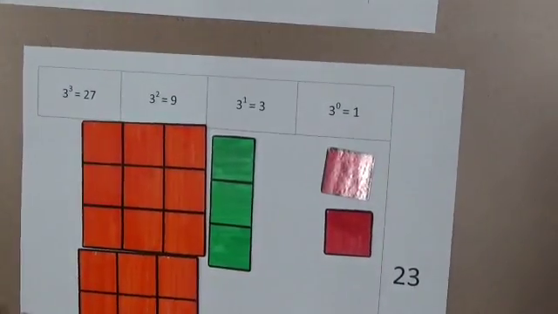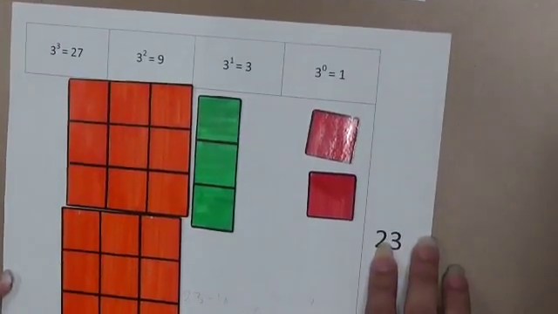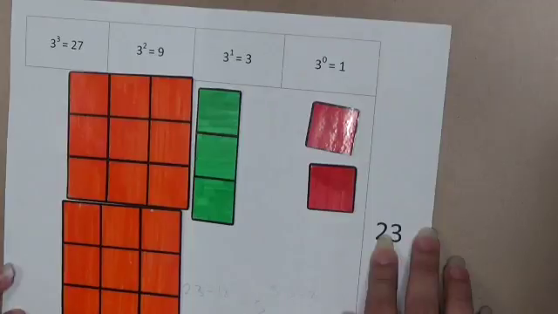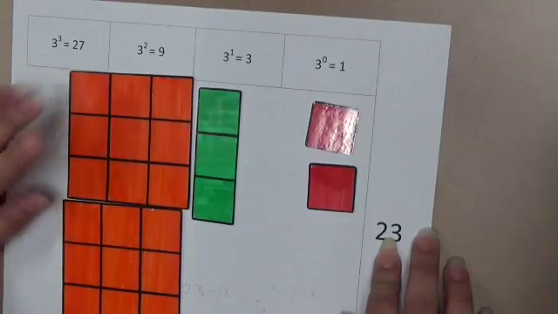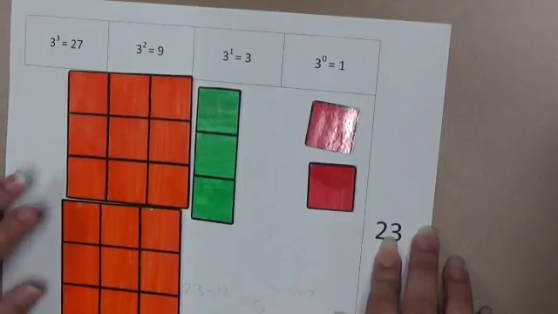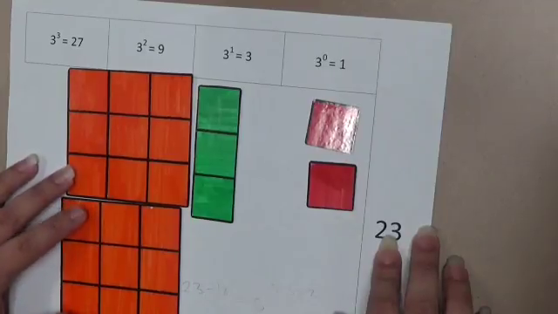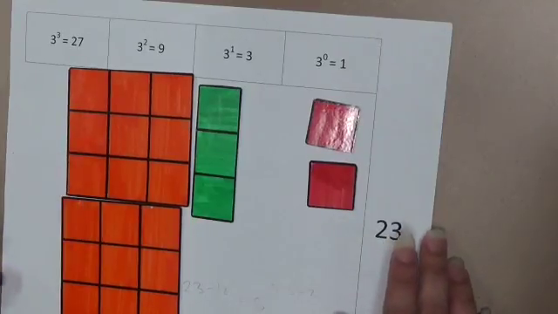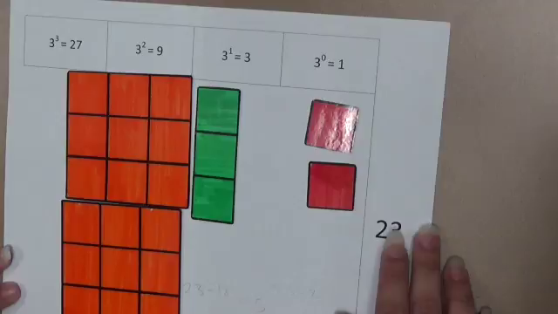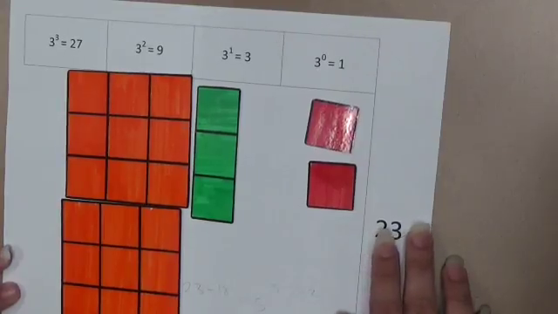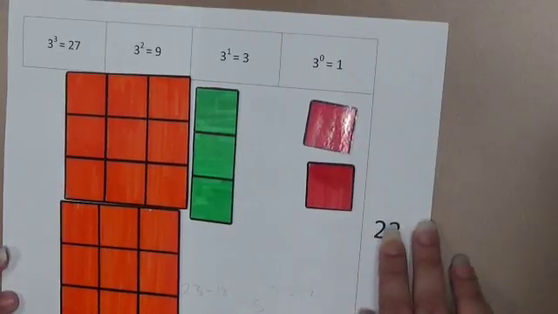In this next example, we have 23, and the highest power that goes into 23 is 9, and it goes in twice, so we have 18. 23 minus 18, we get 5. 3 goes into 5 one time, we have 2 left over, and 1 goes into 2 twice.